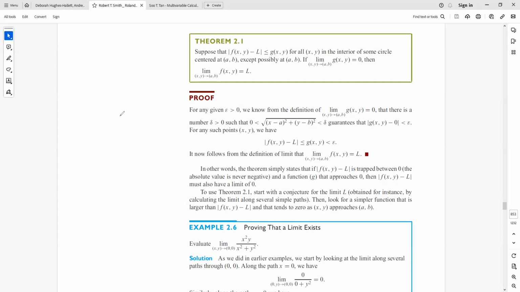But if we need to prove that the limit does exist in the case of multivariable functions, then we need some more knowledge about that, right? So there is a theorem that tells us how to check that in case the limit exists.